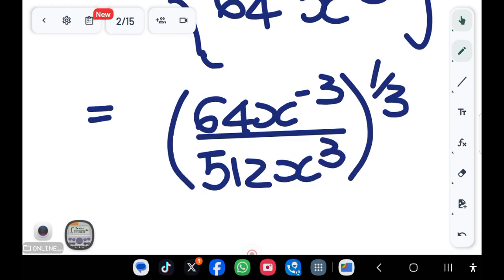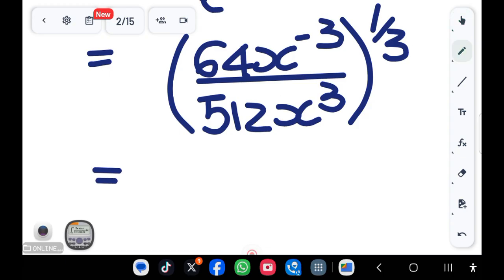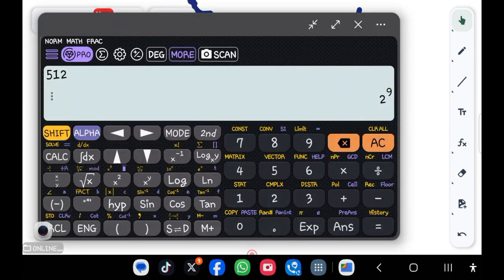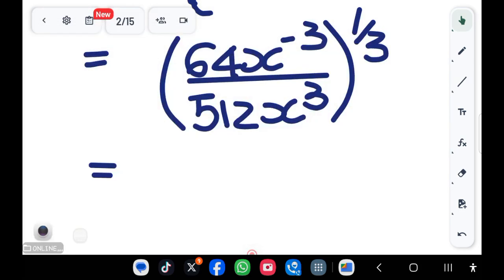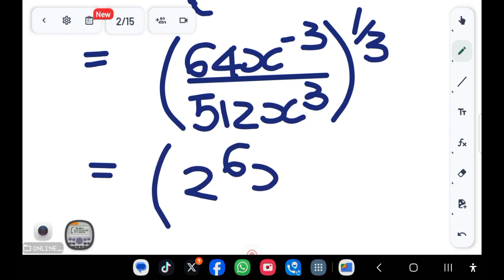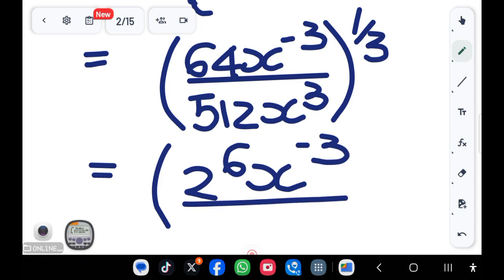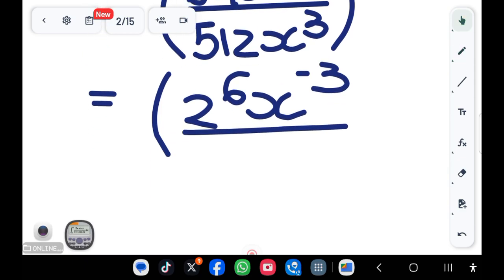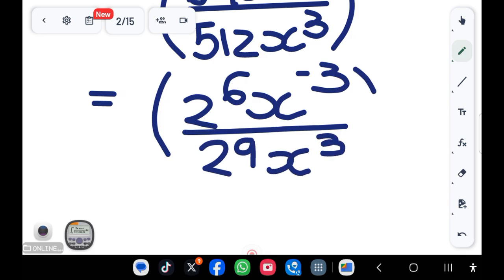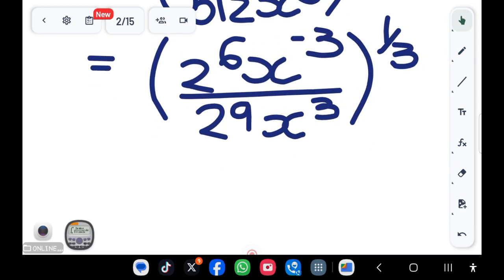Now what we do is we use our calculator to convert these numbers into exponents. 64 gives us 2 to the power of 6. So that gives us 2 to the power of 6 x to the negative 3 over, and 512, that gives us 2 to the power of 9, x cubed, and that is all over, all to the power of a third.